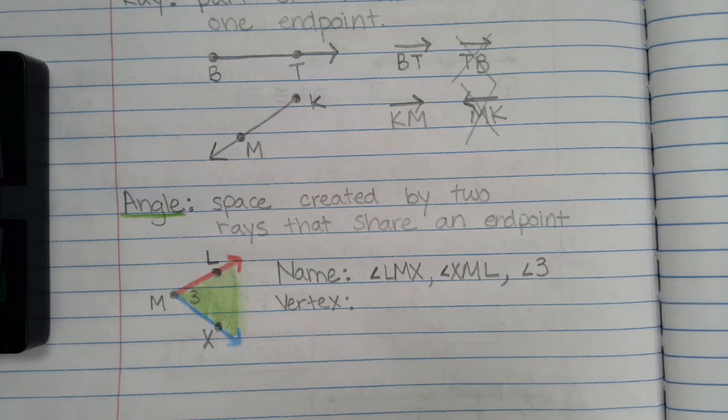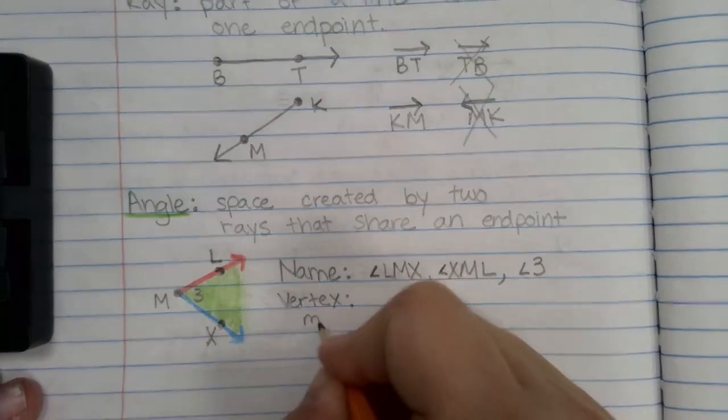Okay, we learned that word vertex in algebra last year when we worked with parabolas or absolute value functions. Do you guys remember when we worked with the parabola, that U-shaped graph? What was the vertex? The top, or if it was like a U, the bottom. It's where it came together at the bottom or where it came together at the top. So a vertex is like that middle point. So it's in the middle.